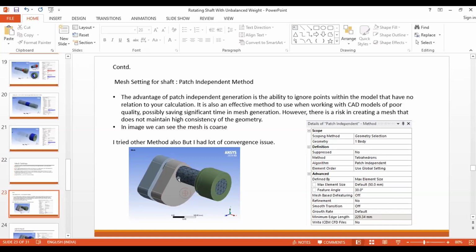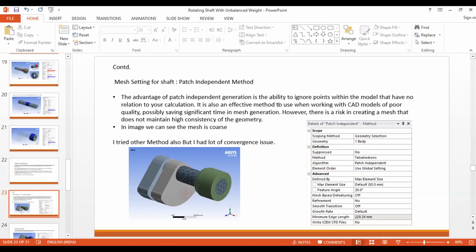The first statement is, we are considering only the shaft as a flexible element. So this mesh will try to ignore the unbalanced weight and the rotor. Even though the unbalanced weight has some contact with the shaft, and the rotor has some contact with the shaft, by using this patch independent method in the mesh setting, ANSYS will ignore all these faces, and it will only focus on the shaft.